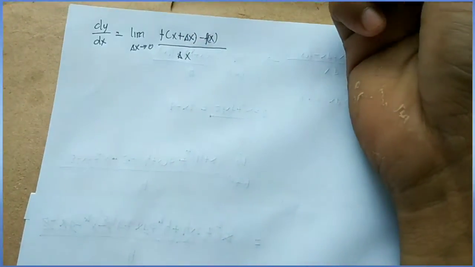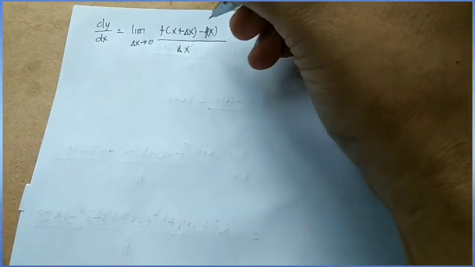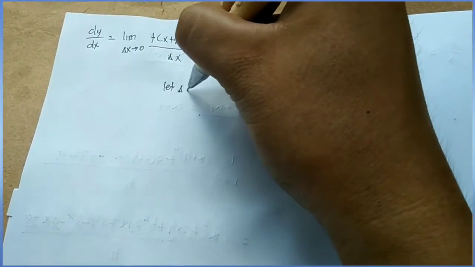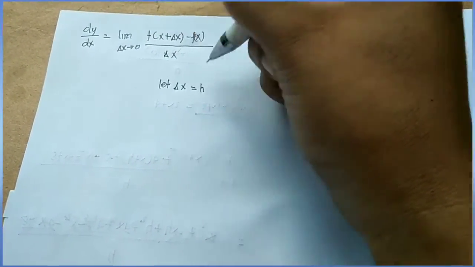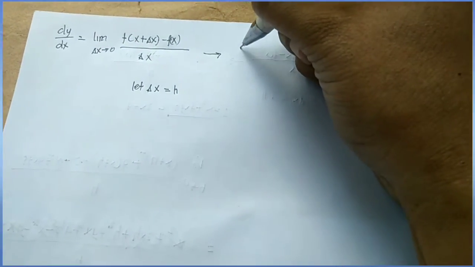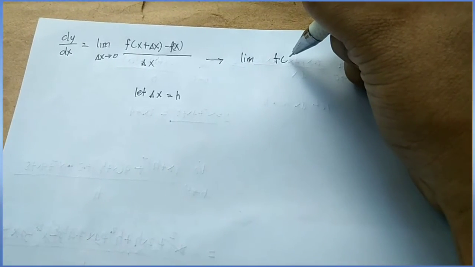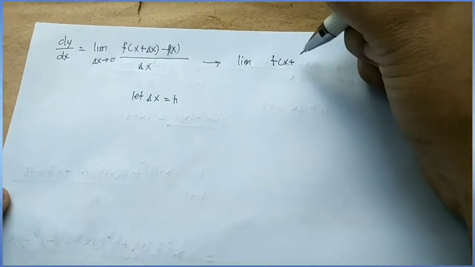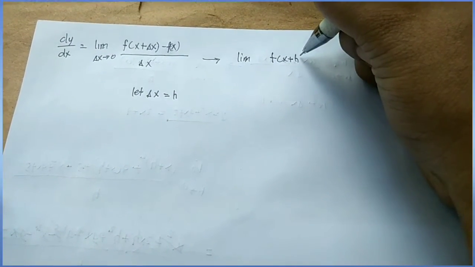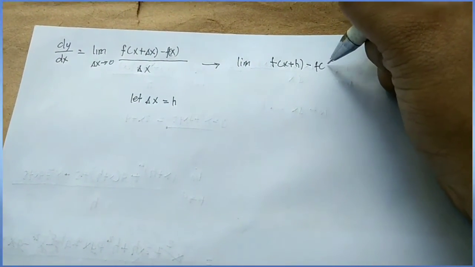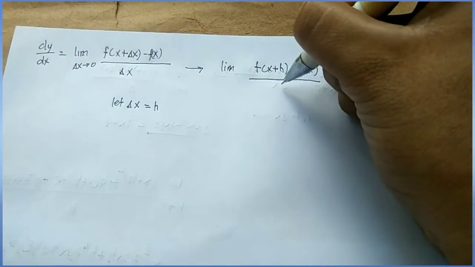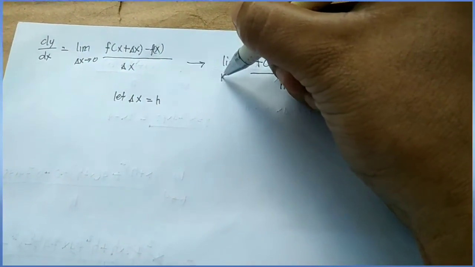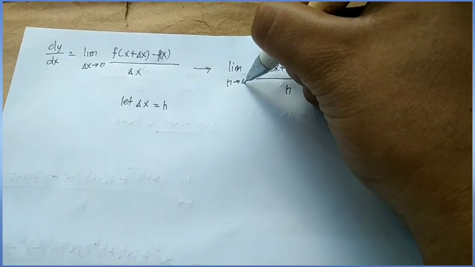Let the change of x be equal to h. Let's rewrite it: the limit of f of x plus h minus f of x, all over h, as h approaches 0.